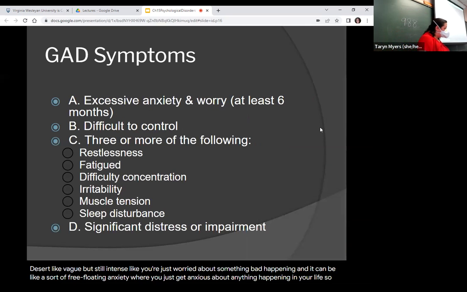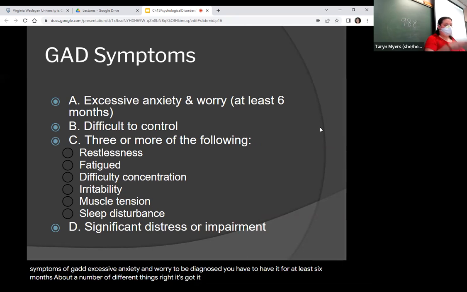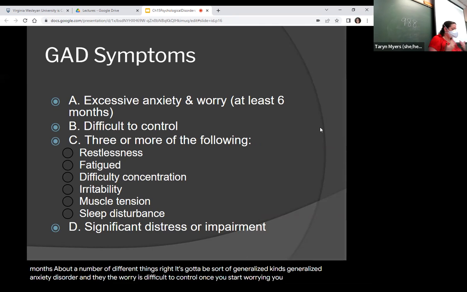So symptoms of GAD: excessive anxiety and worry. To be diagnosed, you have to have it for at least 6 months, and about a number of different things, right? It's got to be generalized, hence generalized anxiety disorder. And the worry is difficult to control. Once you start worrying, you feel like you can't stop.